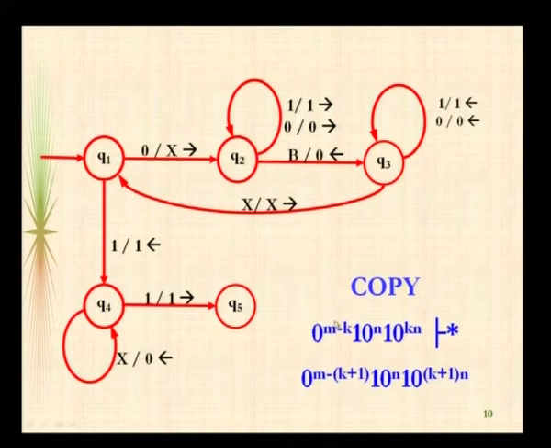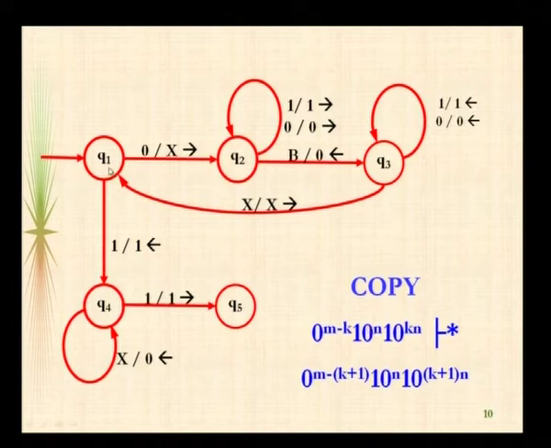So to summarize the copying process, we start with 0 power m minus k, 1, 0 power n, 1, 0 power k n. After repeatedly doing these steps, we will be having 0 power m minus k plus 1, 1, 0 power n, then 1, 0 power k plus 1 into n. This is the output of the copy process.